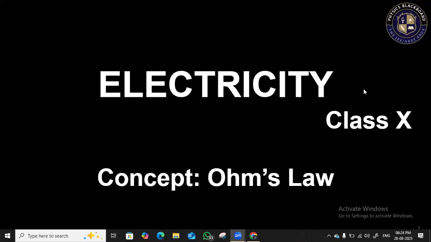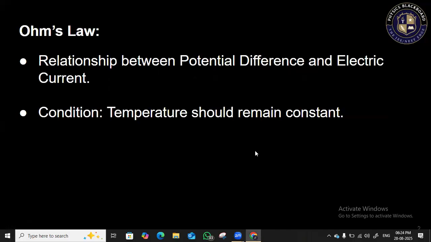In this class, we'll learn about the concept of Ohm's law from the chapter Electricity, class 10. So first we see what this Ohm's law gives us. Here, Ohm's law explains the relationship between potential difference and electric current. This law is going to explain how the potential difference and electric current are related.